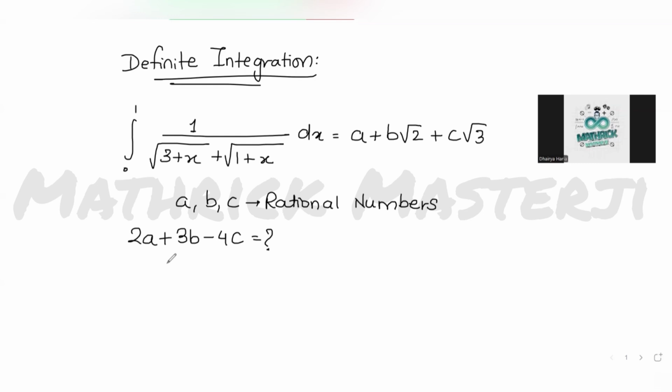The options are A 10, B 7, C 4, D 8. So we need to figure out which one of the answer choices is the correct answer for the question that is given to us here. Let's try to solve this question further.